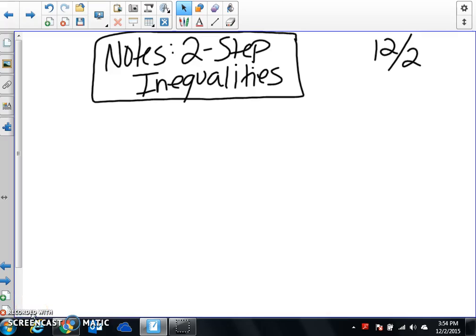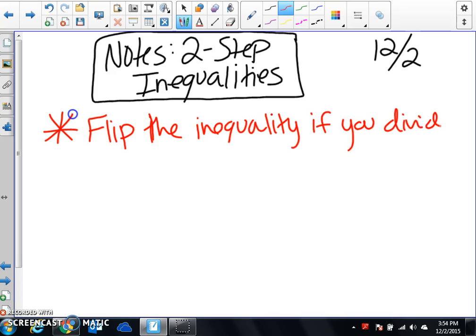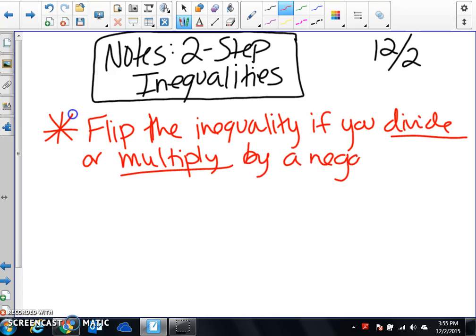Right, two-step inequalities have the exact same rules as the one-step inequalities, except you're going to have an extra step. Remember, and I know we've already written this down, but write it down again. You flip the inequality if you divide or multiply by a negative. I can't express to you how important that is.